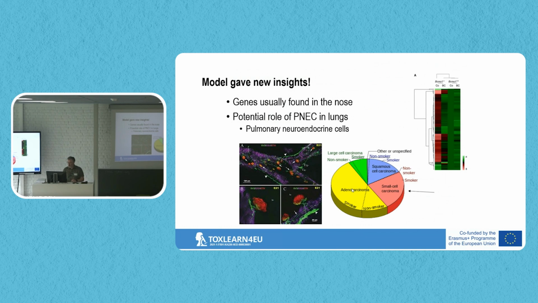I don't think so. We still got quite some good insights in lung carcinogenesis, and what we actually found was that there's a major role of what we call the pulmonary neuroendocrine cells, the PNECs, especially in small cell lung carcinoma. So the model itself did give us some nice clues anyway.